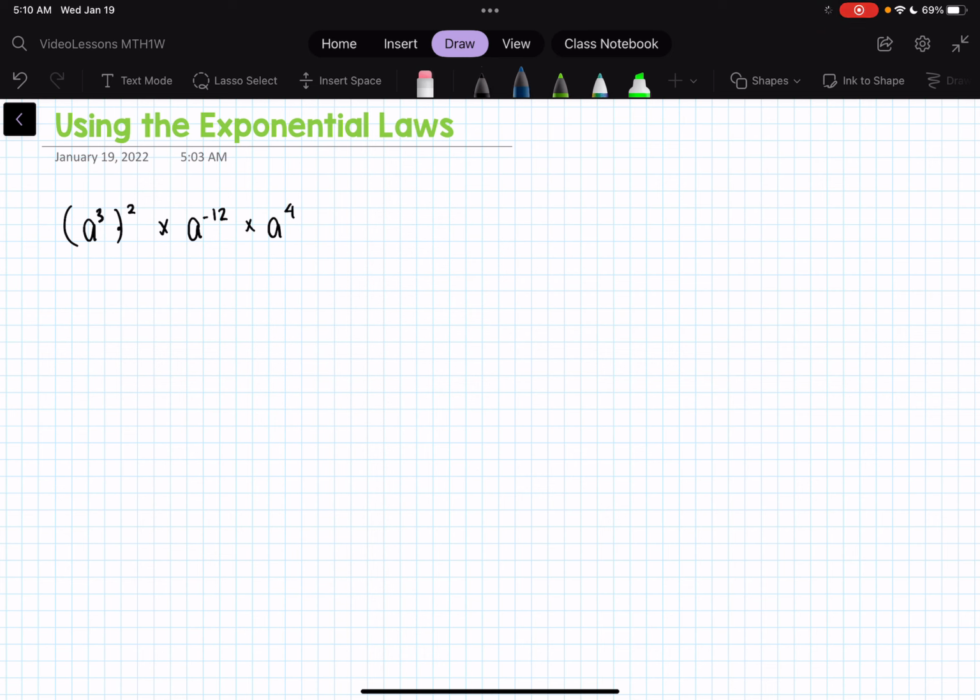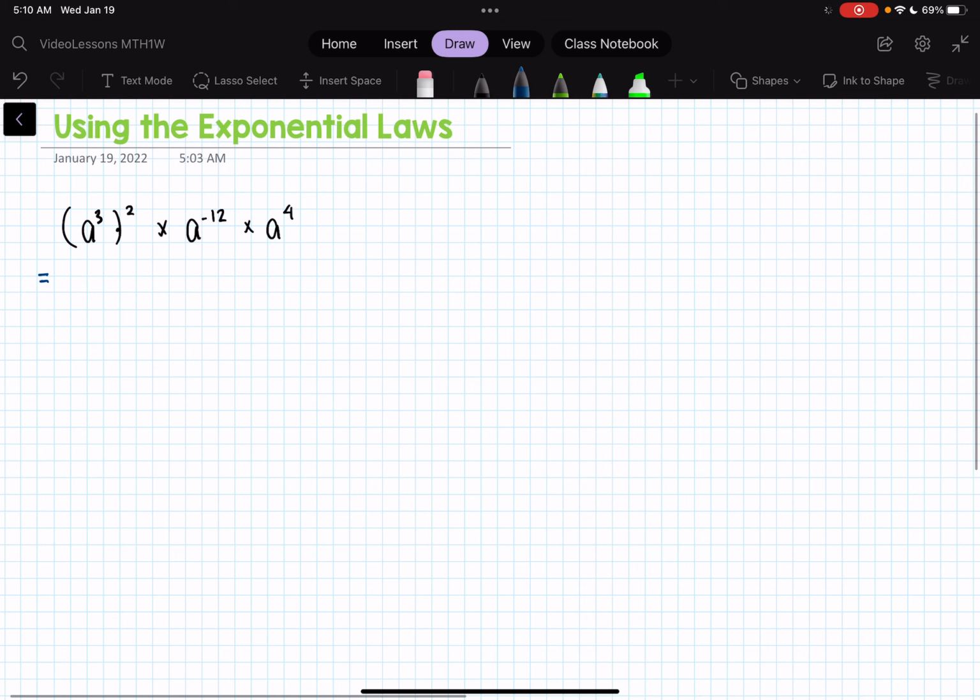Okay, so here we have same base. So we know we're going to be able to use our same base rules. And in the first one, this is a power raised to a power. So what we're going to do here is multiply the exponents. And then we have just these. I'm going to leave these as they are. Now we have same base multiplication. So we're going to write down the base and then add the exponents.